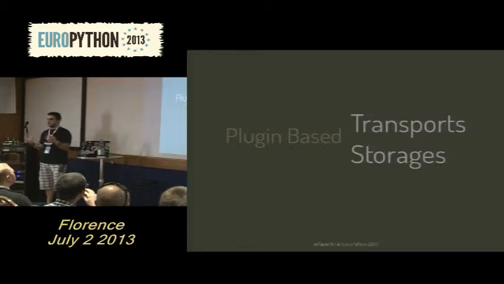We have transports, which is the layer that is exposed to every single client. So when clients query Marconi or do some operations on Marconi, they're actually talking to the transport layer. And we also have the storage layer. The storage layer is the layer that talks to every single backend we have, right?